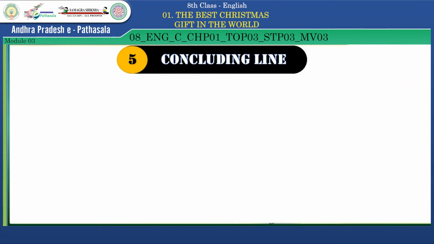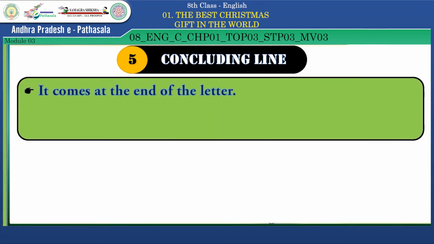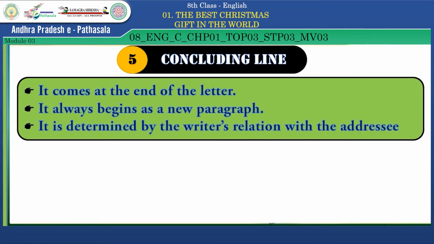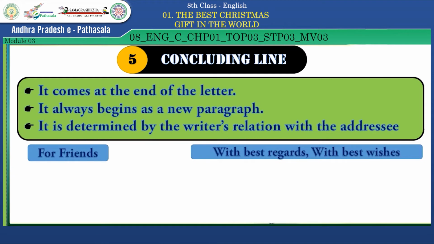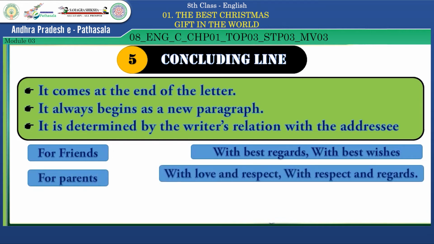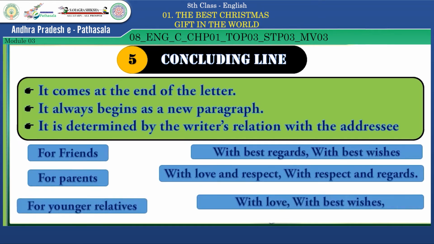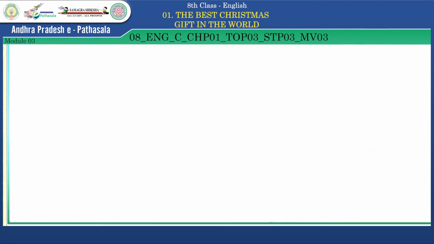Coming to the concluding line, it comes at the end of the letter. It always begins as a new paragraph. It is determined by the writer's relation with the addressee. For friends, the concluding line is with best regards or with best wishes. For parents, with love and respect or with respect and regards. For younger relatives, with love or with best wishes.